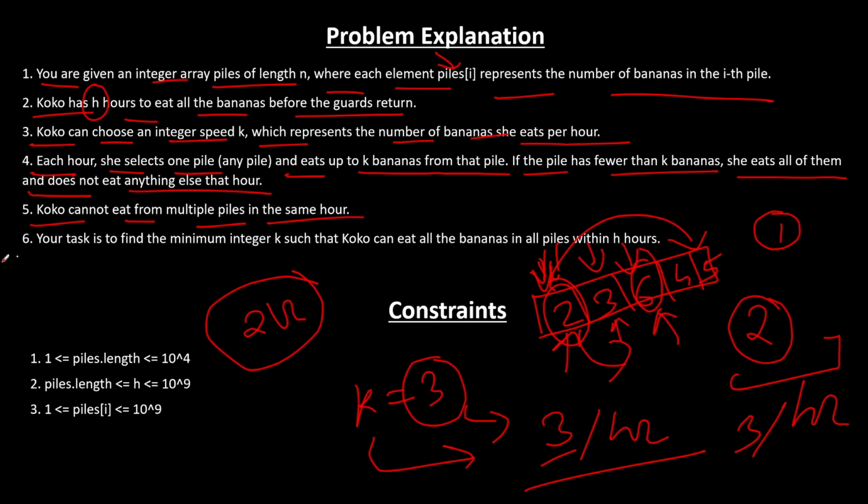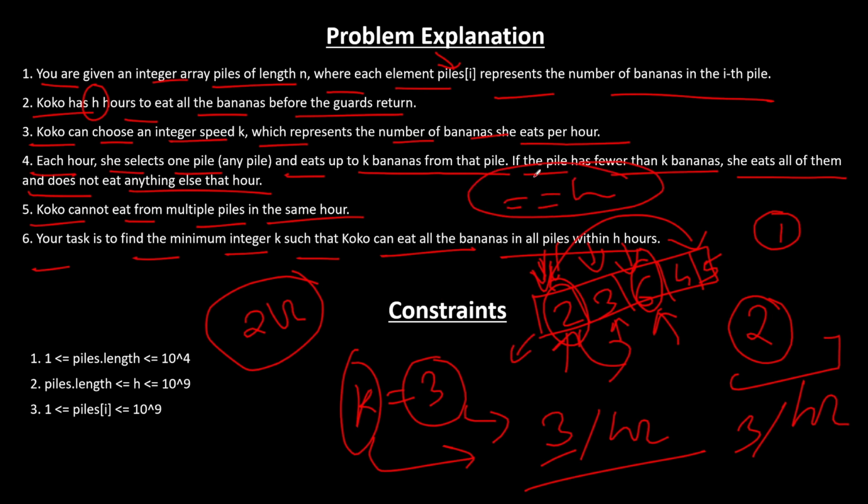So our task is to find the minimum integer k such that Koko can eat all the bananas in all piles within h hours. So we have to find a particular value of k, so that the number of hours taken in each pile adds up to equal h. I hope you understood the problem explanation.